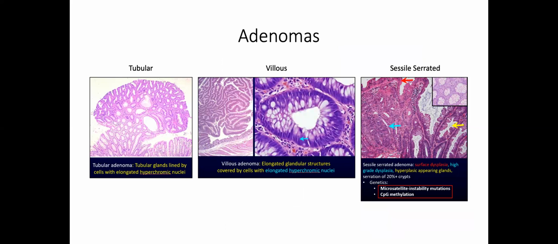Okay, so here are our types of adenomas: tubular, villous, and sessile serrated. Tubular ones look like little tubes, and they are lined by cells with elongated hyperchromic nuclei. Our villous ones are going to be a little worse, and they've got elongated granular structures covered with cells with elongated hyperchromic nuclei. And then our sessile serrated are going to be the worst. They're high-grade dysplasias, and the genetics are going to be microsatellite instability mutations and CpG methylation. So I would know that for the genetics. I would know sessile serrated is the worst and tubular is the best type of adenoma, the lowest grade dysplasia.